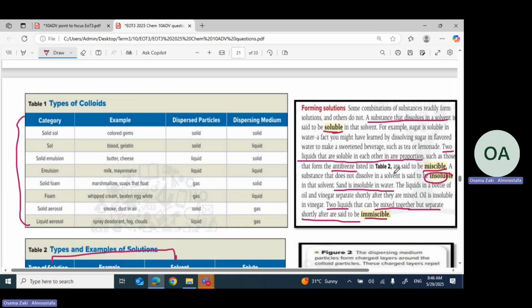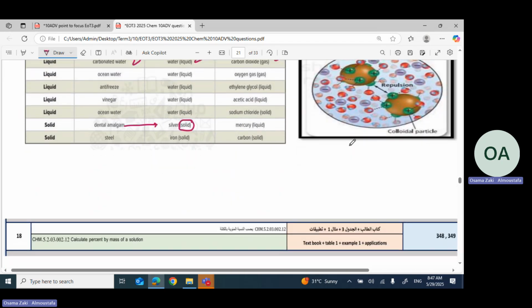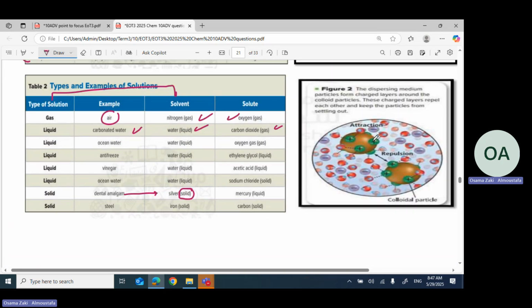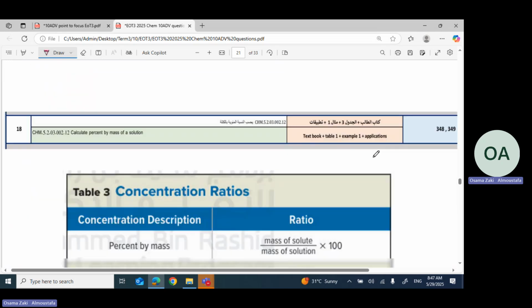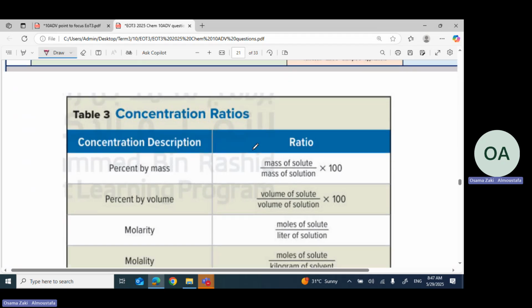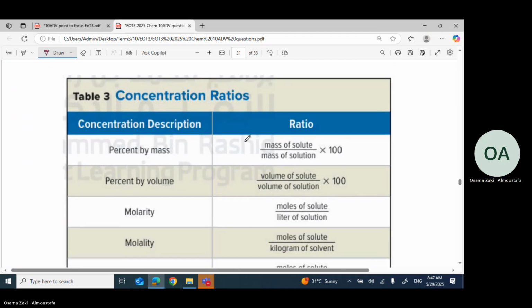If you have gas or others, for example, not two liquids but a solid in liquid or gas in liquid, we say soluble and insoluble. And this is the repulsion between colloidal particles. By heating, you can overcome the repulsion between them. Here are the calculations.